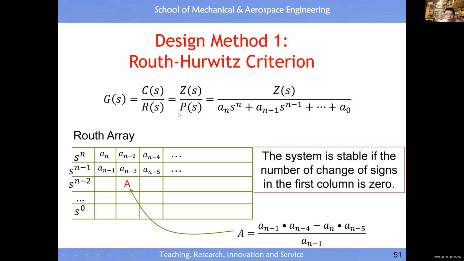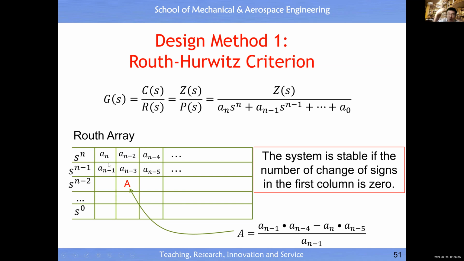Then we use all the coefficients to fill up the first two rows in a zigzag way, because this is s^(n-1), s^(n-1) is here. So in a zigzag way, all right? So fill up the first two rows. Then use this formula to calculate the elements in the remaining matrix, all right? So this is a Routh matrix.